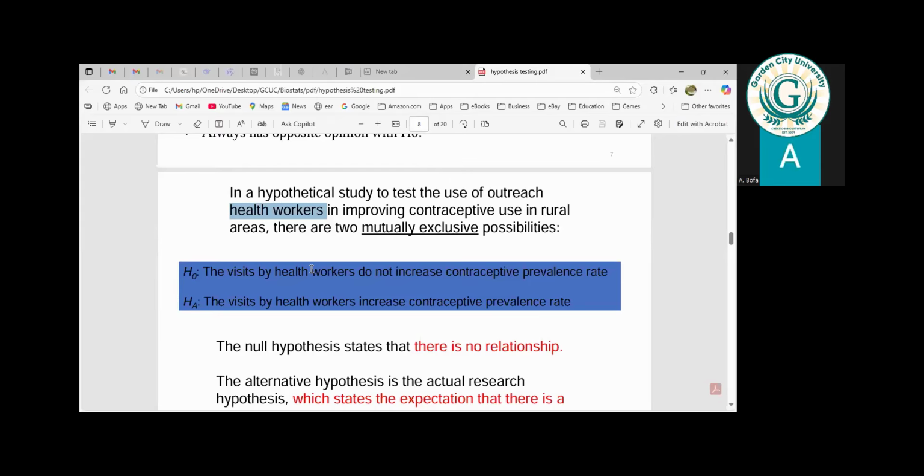So this is how I stated it. The visits by the health workers do not increase contraceptive prevalence rate. So you see that, do not increase. So if it doesn't increase, then that means that there's no improvement. And the alternative is saying that the visits by the health workers increase contraceptive prevalence rate. So if there's an improvement, then there should be an increment in the contraceptive usage. And that's what I mean by improvement.